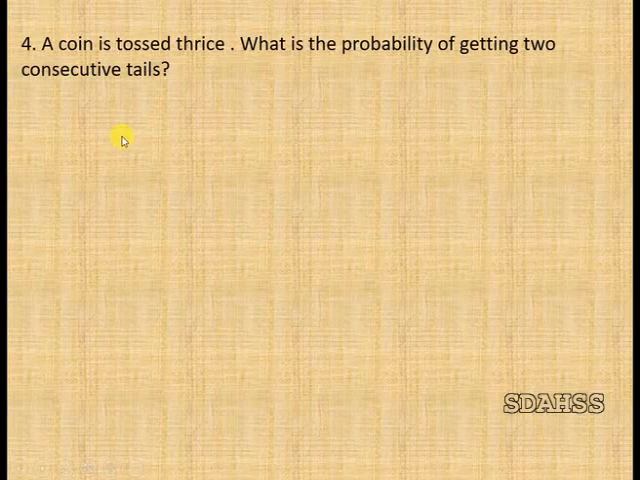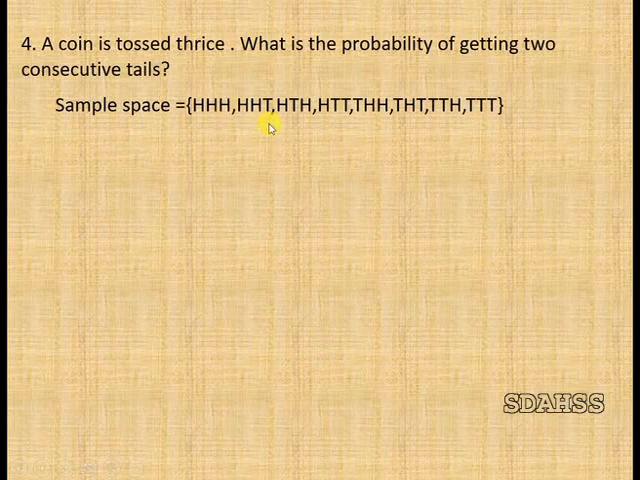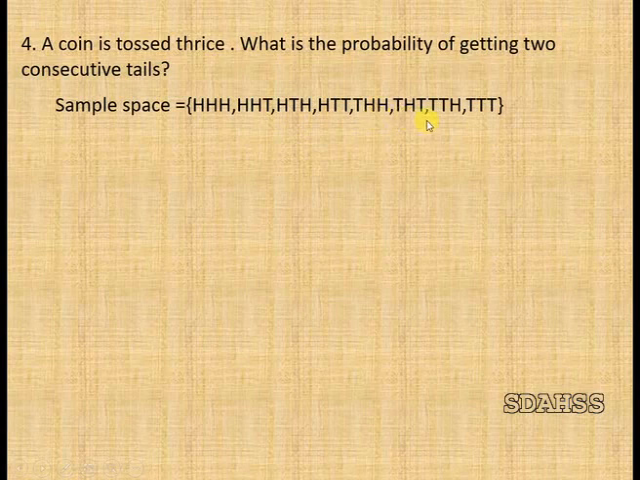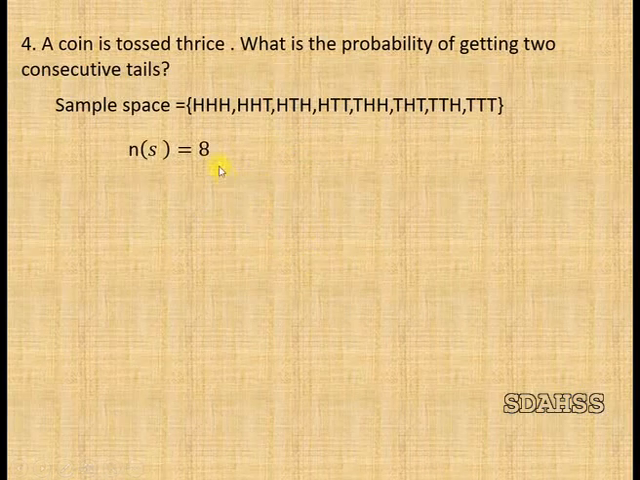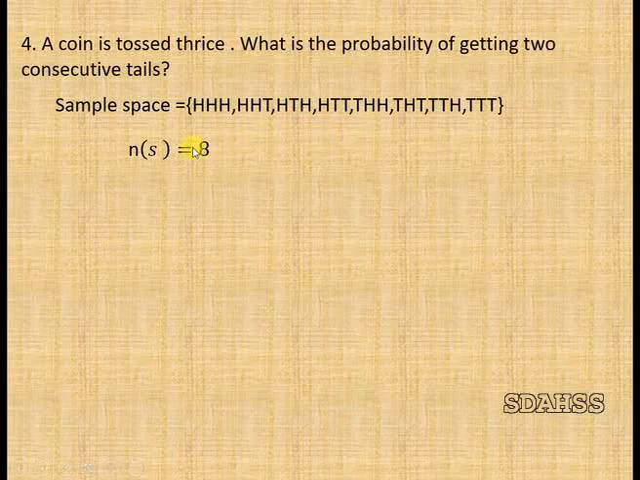If a coin is tossed thrice, then the sample space is HHH, HHT, HTH, HTT, THH, THT, TTH, TTT. Then n of S is equal to, you have to count all the outcomes in the sample space. Here there are 8 outcomes, so n of S is equal to 8.